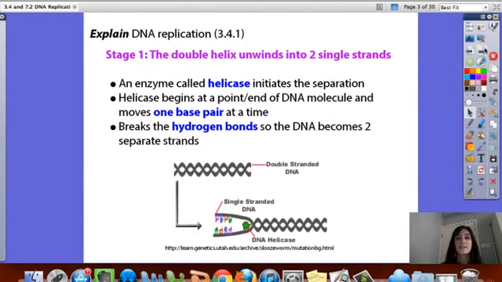So what are the steps in DNA replication? Well, in part 1, we first need to unwind the double helix into two single strands, and that's done through the help of an enzyme called helicase. Helicase initiates the separation by starting at one end of the DNA molecule. You can see there's the enzyme helicase here. And it moves one base pair at a time, breaking those hydrogen bonds between the nucleotides, so that the double-stranded DNA becomes single-stranded, two separate strands.